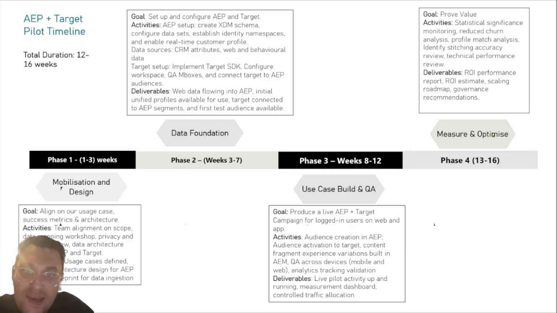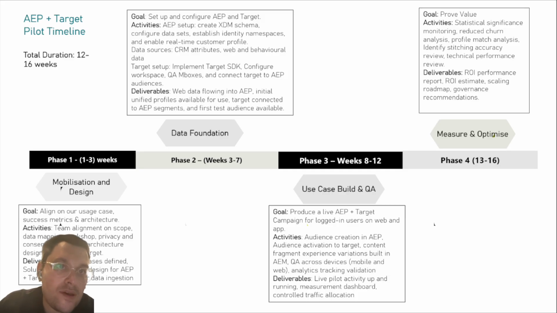Deliverables: web data flowing into AEP, initial unified profiles available for use, Target connected to AEP segments, and first test audience available. Phase 3, use case build and QA. Goal: produce a live AEP Target campaign for logged in users on web and app. Deliverables: live pilot activity up and running, measurement dashboard and controlled traffic allocation. So measure and optimize is during phase 4, our last week. Goal: prove value. So, a performance report, ROI estimate, scaling roadmap, governance recommendations.